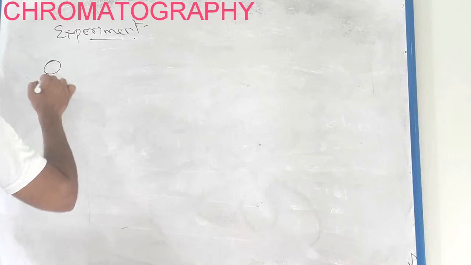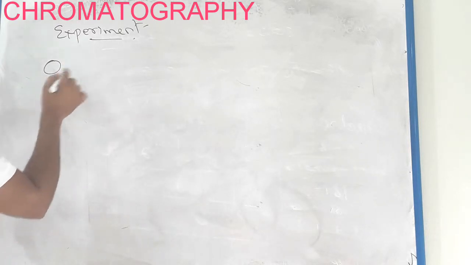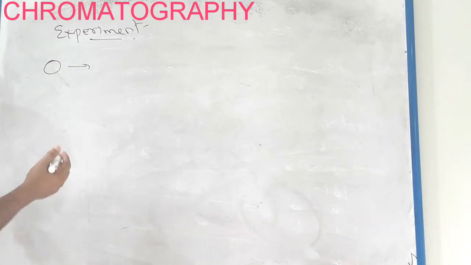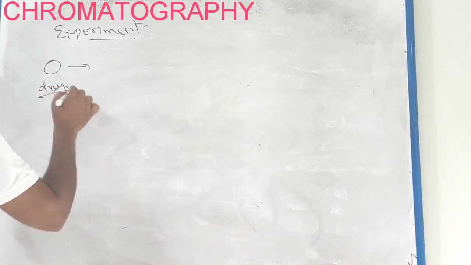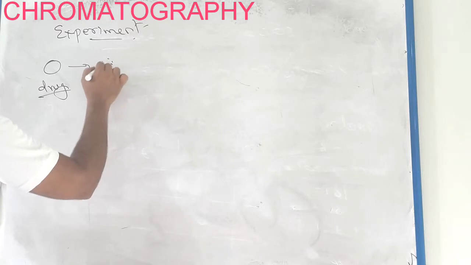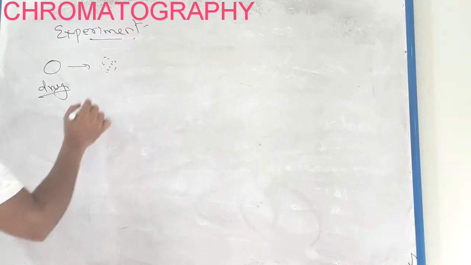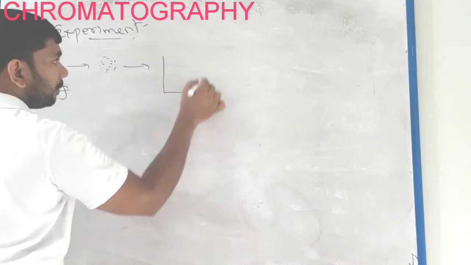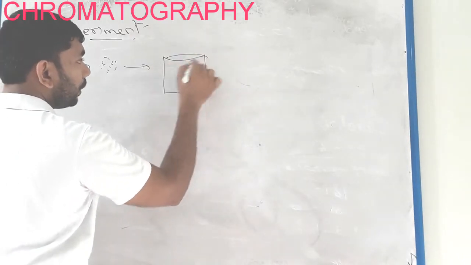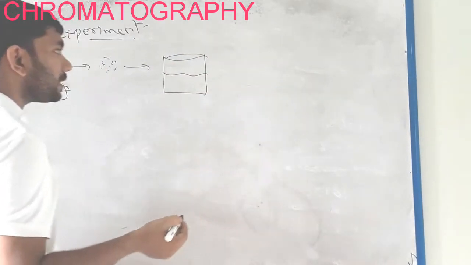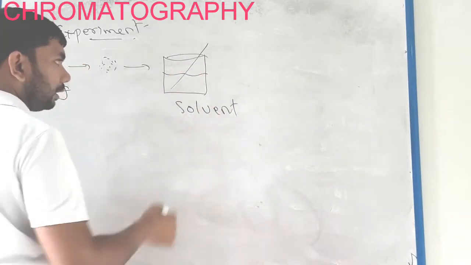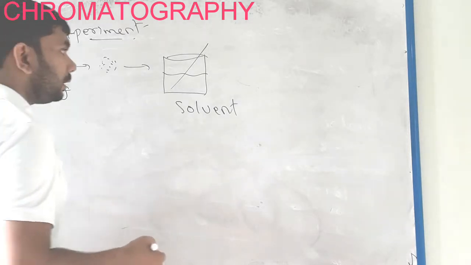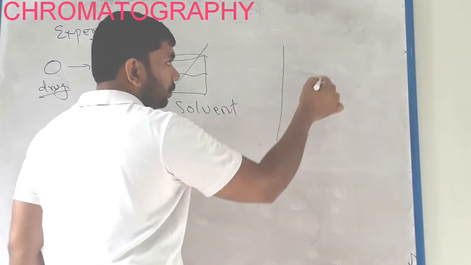See here, imagine you have a sample. For example, you have a drug. You want to analyze the different types of chemicals present in this drug, or medicine. So first we have to crush this drug into fine powder. Then mix this fine powder with a suitable solvent, water or alcohol used as a solvent, and shake well. Then we have to take chromatographic paper.